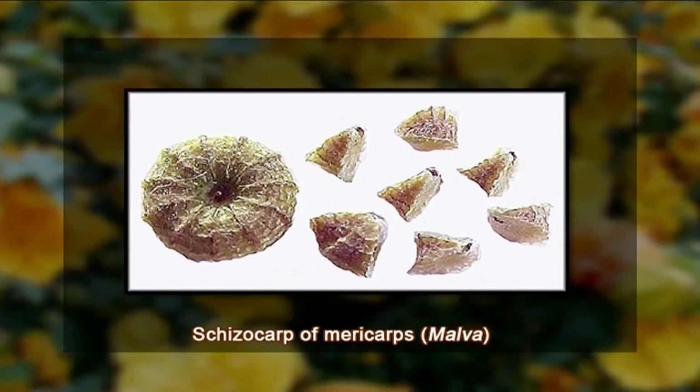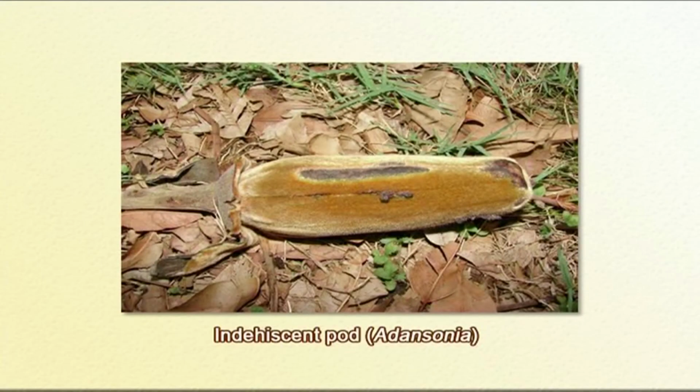Those species in Malvaceae where we have schizocarp of mericarps, they are self-dispersed, or they can have adaptation for external dispersal on birds or mammals. The large indehiscent pods, the common example I already mentioned is Adansonia. These pods contain an edible, somewhat sour, dry and fleshy seeds. That's why they are dispersed by large mammals.